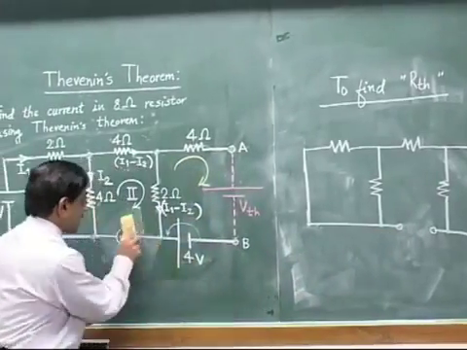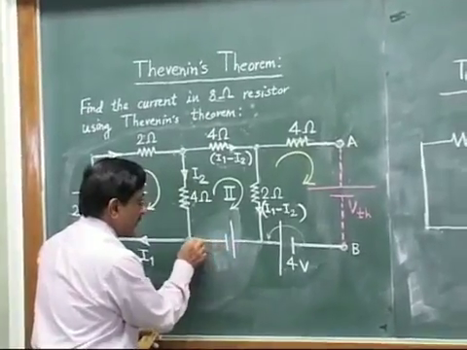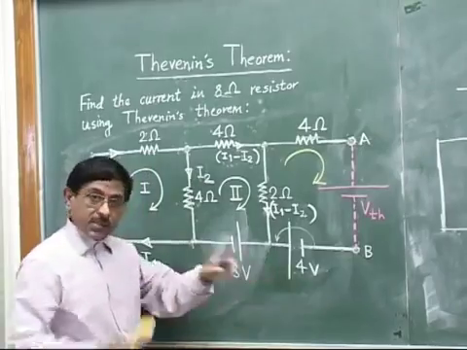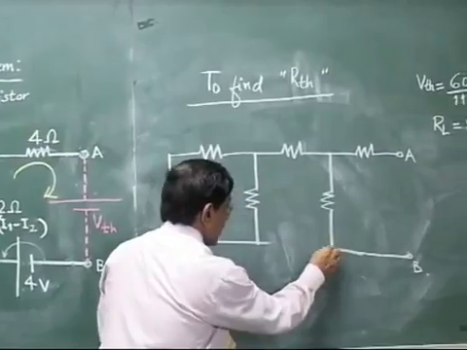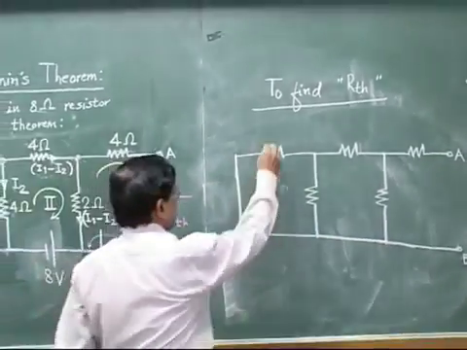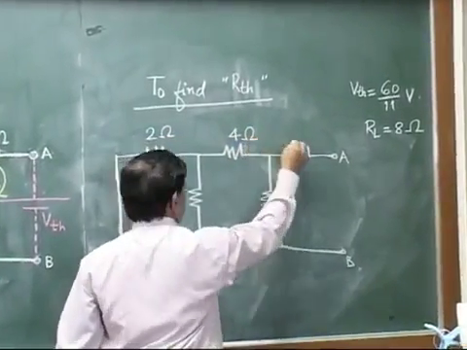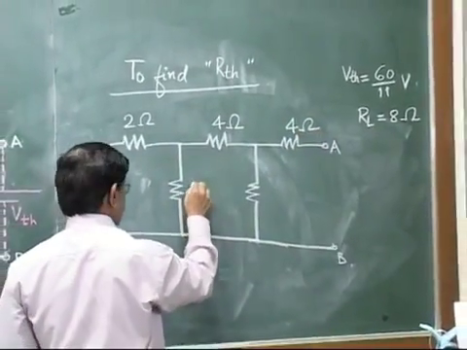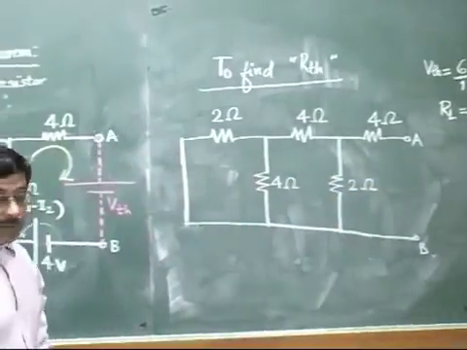But since our original circuit has only these 3 voltage sources and internal resistances are not specified, all our 3 voltage sources will be short circuited. So our circuit finally becomes a passive circuit like this. Only these 5 resistances; I will just write the values: 2 ohm, 4 ohm, again 4 ohm here, then 4 ohm, 2 ohm. That's all.